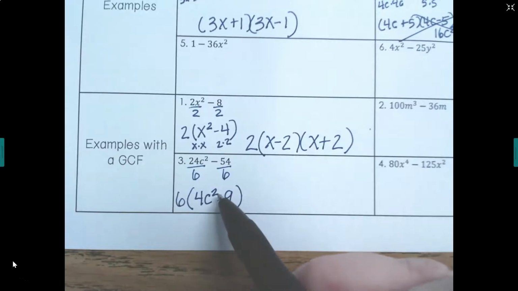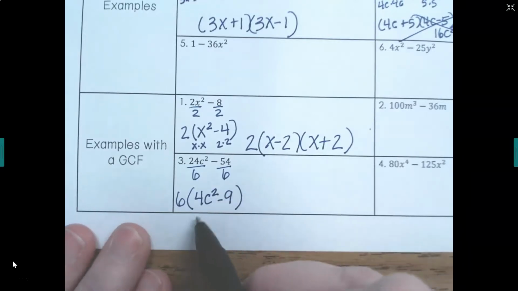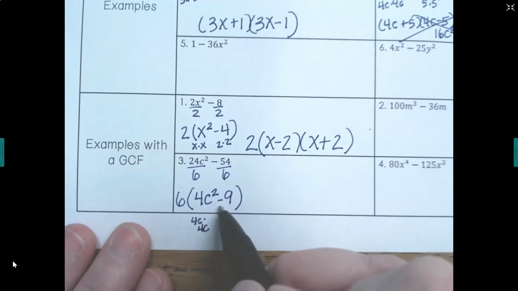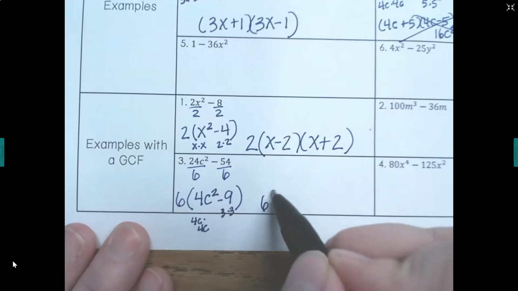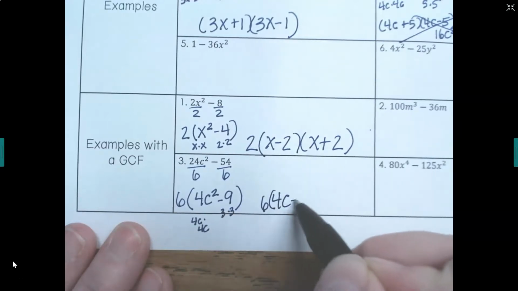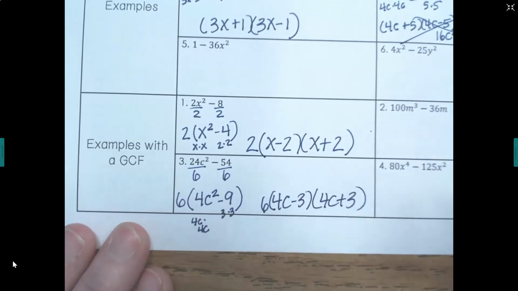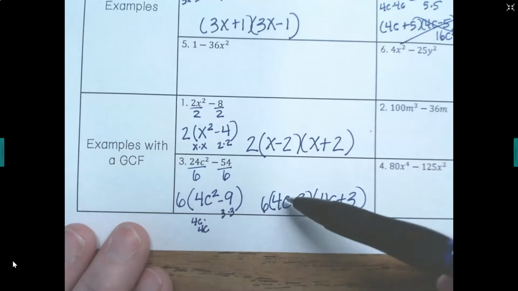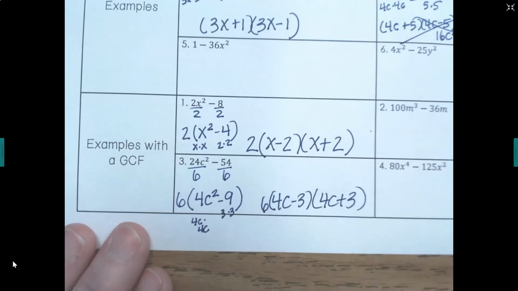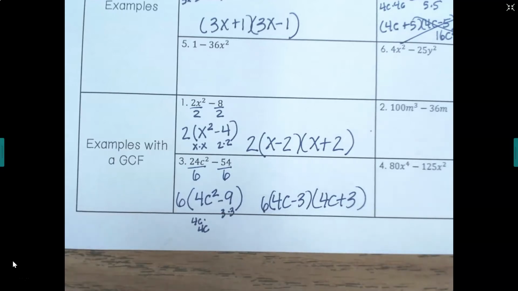So anytime you see there's still a power greater than 1, you need to check it out to see if this will go again. Well, 4c squared is 4c times 4c. We have a minus, and then we have 3 times 3. So my final answer will be 4c minus 3 times 4c plus 3. Remember what I said before, which one's plus and which one's minus doesn't matter. But the numbers have to be the same in both parentheses because they're coming from perfect squares. We're taking the square root and putting a number from each one in each parenthesis.